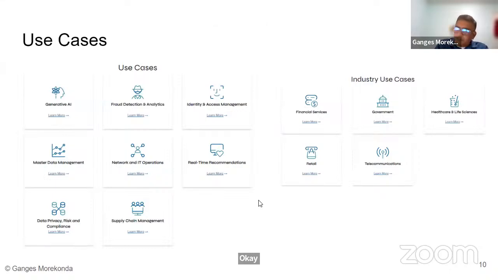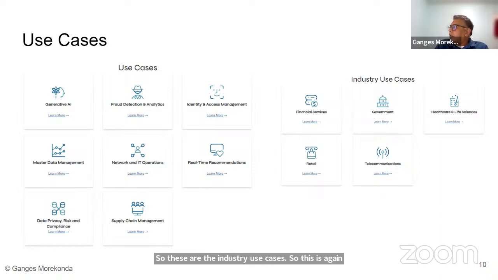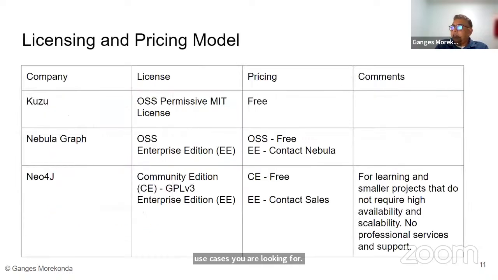So these are the industrial use cases. This is again from Neo4j. I just took the screenshot. You can go and read more about any specific industry or use case you are looking for. They have pretty good material there, so you can take it and read it there.